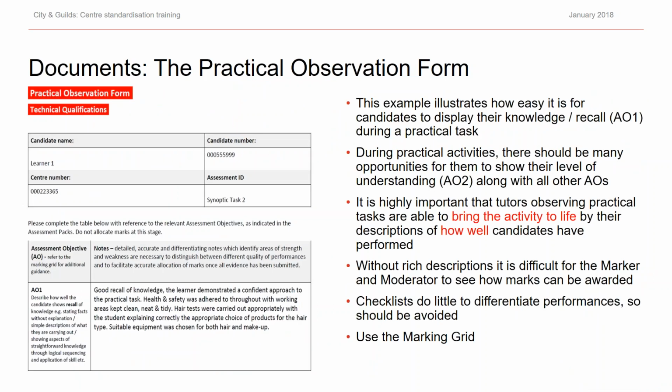Okay, let's take a closer look at a worked example of the practical observation form. This one's looking at assessment objective number 1, which is knowledge and recall. We can see how easy it is here for candidates to display their knowledge or recall during a practical task. During practical activities, there should be many opportunities for them to show aspects of all the other assessment objectives as well. It's highly important that tutors observing practical tasks are able to bring the activity to life by their descriptions of how well candidates have performed.